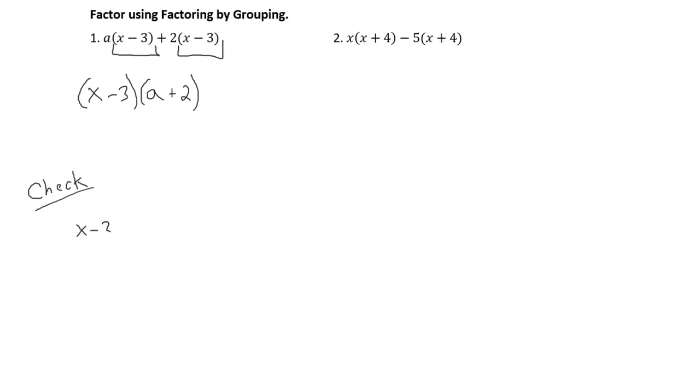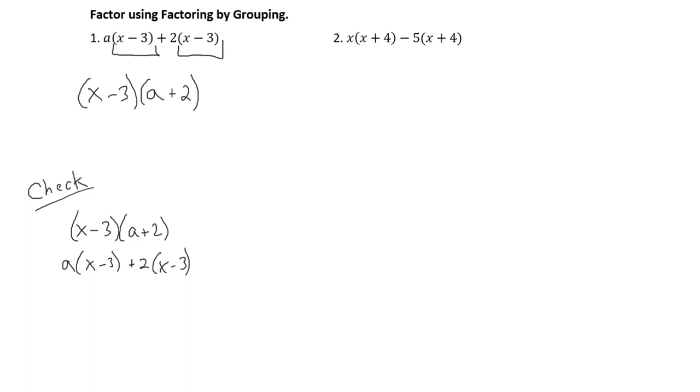And so if you have x minus 3 and a plus 2, if you multiply the x minus 3 times everything, you get x minus 3 times a. And then x minus 3 times the second term would give you 2 times x minus 3.